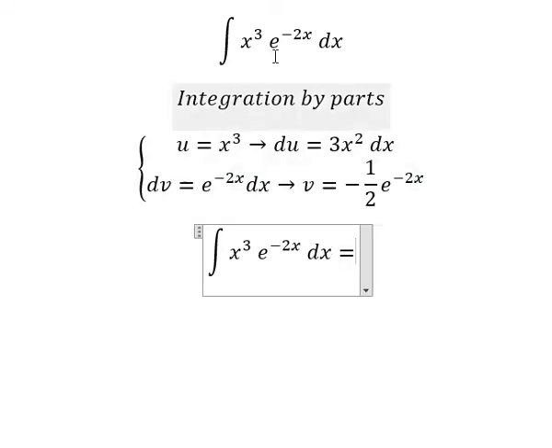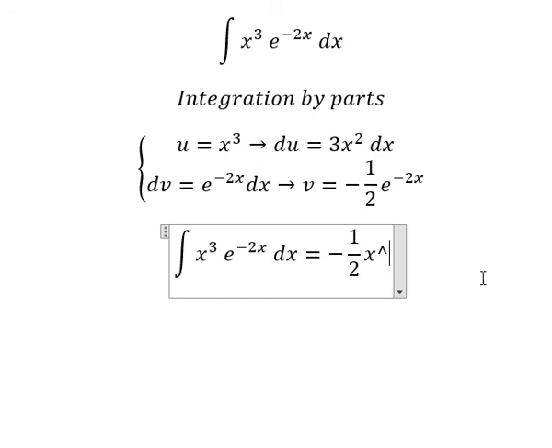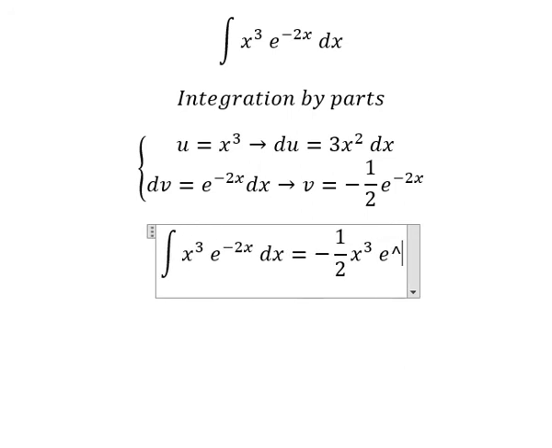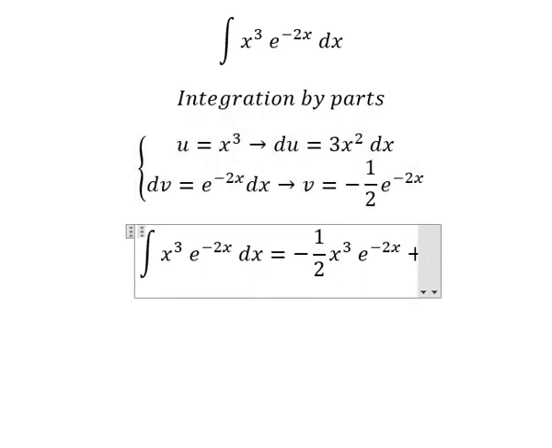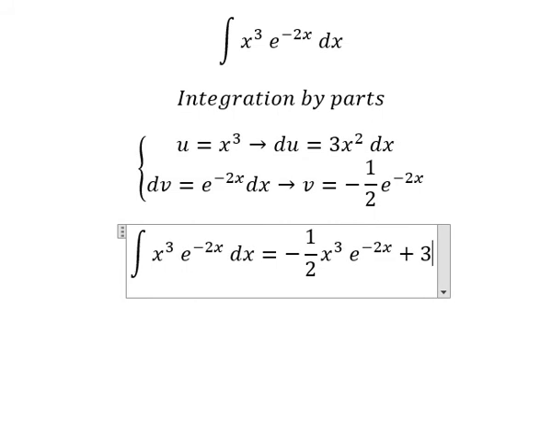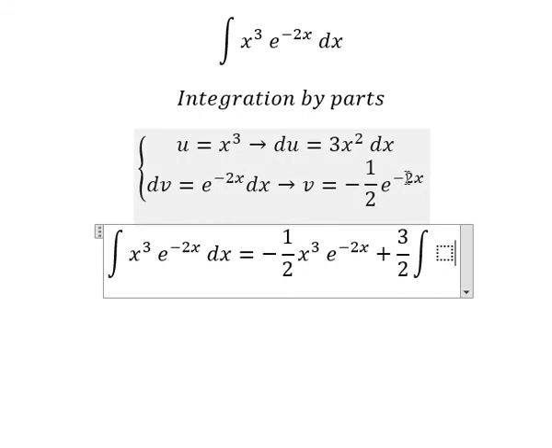So we have u multiplied by v. So we have negative 1 over 2 s to the power of 3 e to the power of negative 2s. Then minus the integral of v du. We have a negative sign in here, so you get positive. And we have 3 over 2, and we have the integration of s squared multiplied by e to the power of negative 2s.